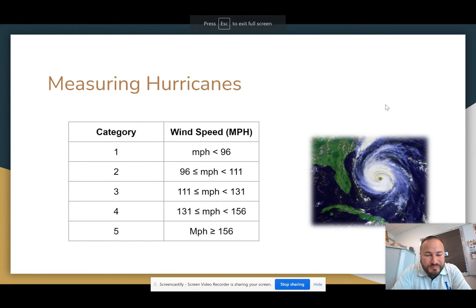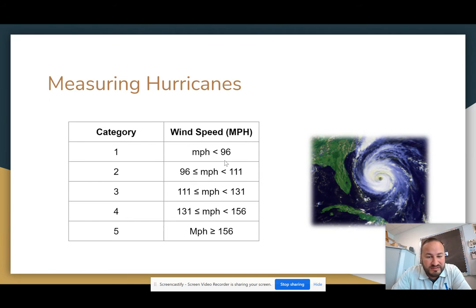I have an example right here for you guys to look at, answer some questions here in just a second. But for those of you that don't know, hurricanes are measured kind of in a similar way. You've probably heard of category 1, 2, 3, 4, 5 hurricanes. 5 is the worst. You think of Hurricane Katrina that hit Louisiana back in the early or mid 2000s. That was a category 5 hurricane. They're measured on wind speed.